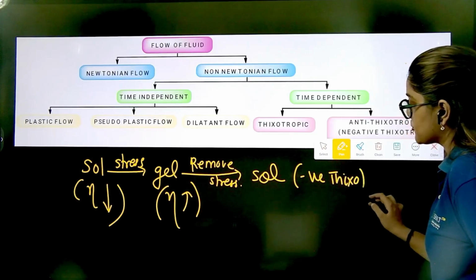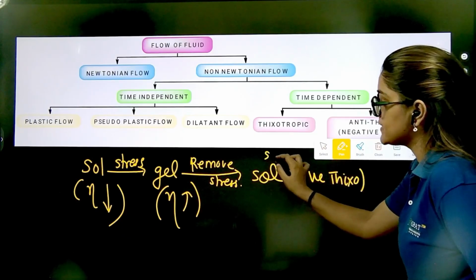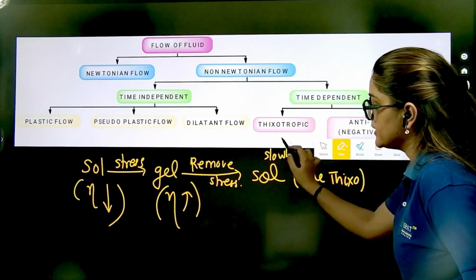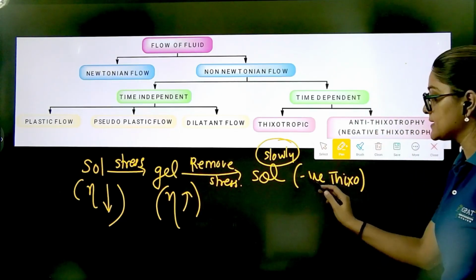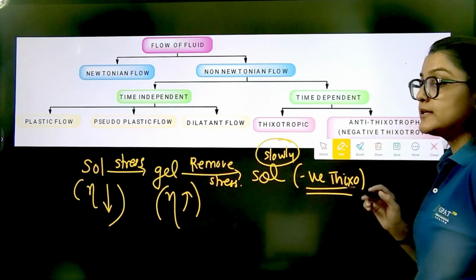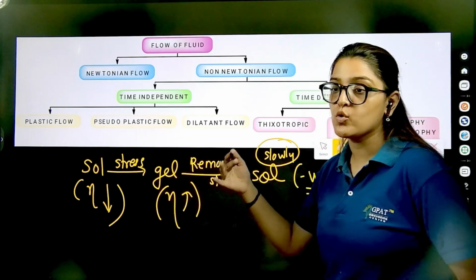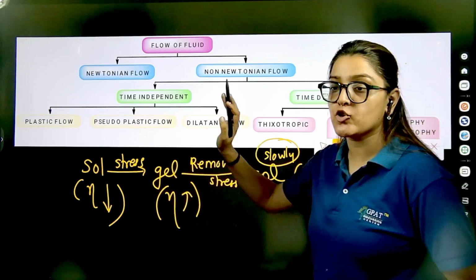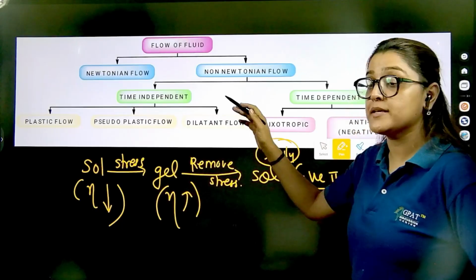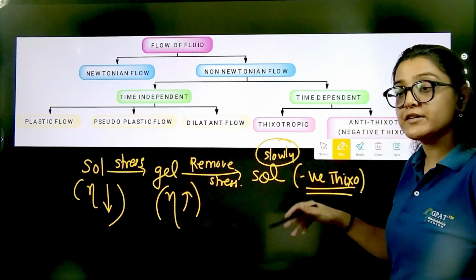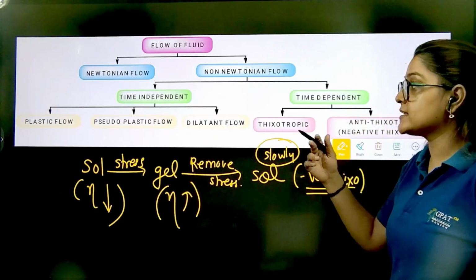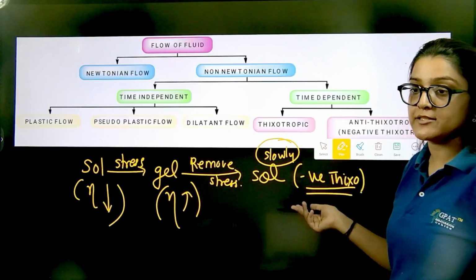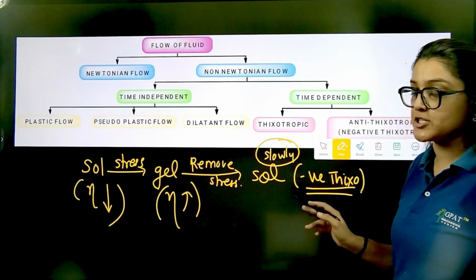Why? Because this process is also taking place very slowly. Right? So this will be termed as negative thixotropy. Thixotropy was gel sol gel slowly converting, rebuilding of structure. Antithixotropy is sol gel sol, which is also occurring slowly, but it is a slow sol gel sol conversion. Thixotropy is gel sol gel conversion.